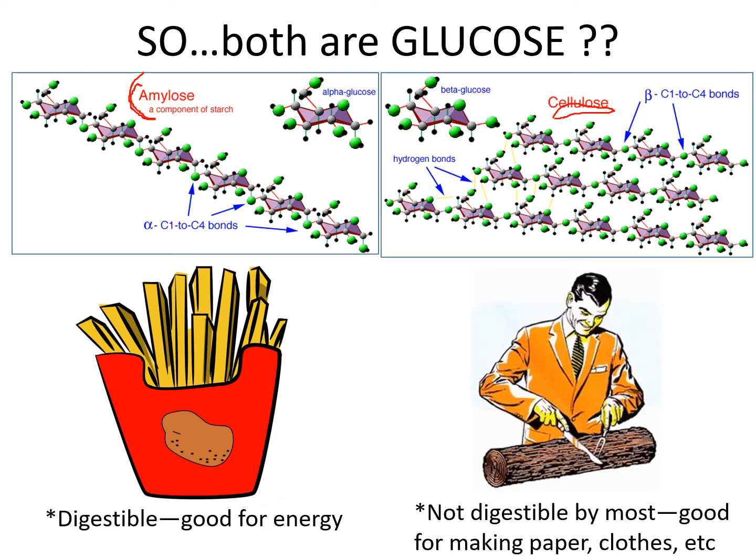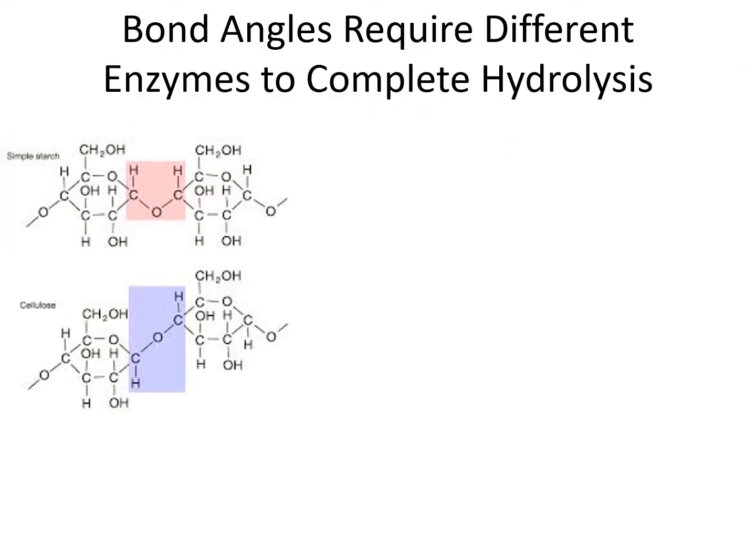Okay, so amylose, of course, is digestible, lots and lots of energy from starch. Cellulose, for the most part, is not. Right? So it's not digestible by most animals, or any animals. Because it is very difficult to break down, it's really good for making fibrous things like paper, clothes, and whatnot. Right? But we're still told to eat cellulose, right? And we'll talk about that here in just a second.